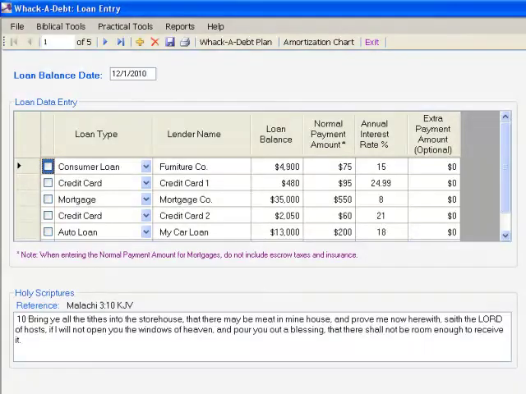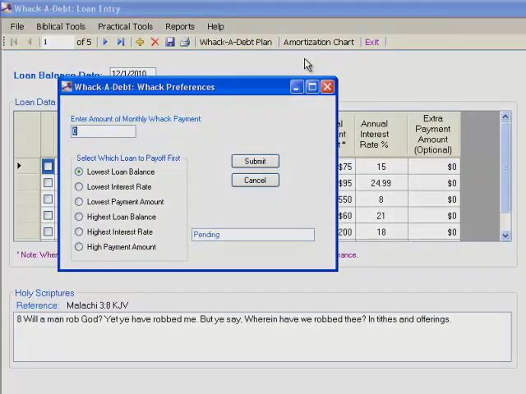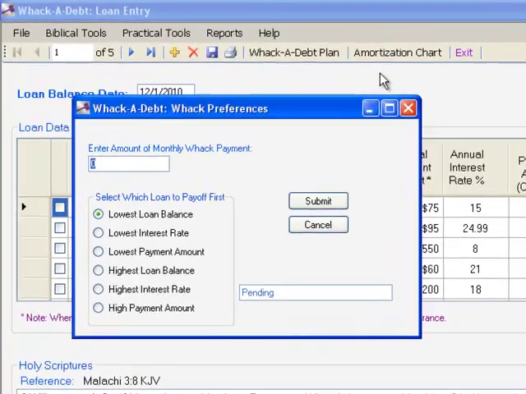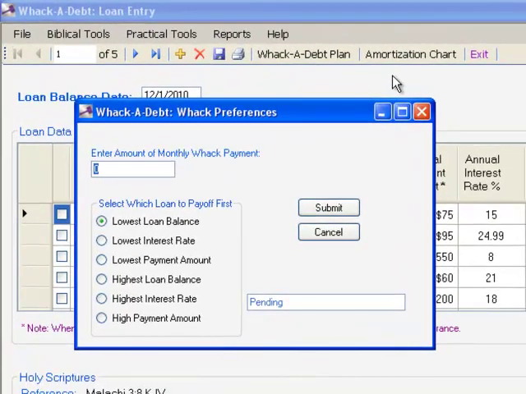Now that we have all of our loan information entered, let's generate our personalized debt destruction plan. Click on the Whack-A-Debt button located on the toolbar. This step causes the WAC Preferences screen to appear. Enter your WAC payment amounts. Remember, this is the amount of extra principal payments you plan to make each month. We'll assume our WAC payment is $50, so we'll enter it here.